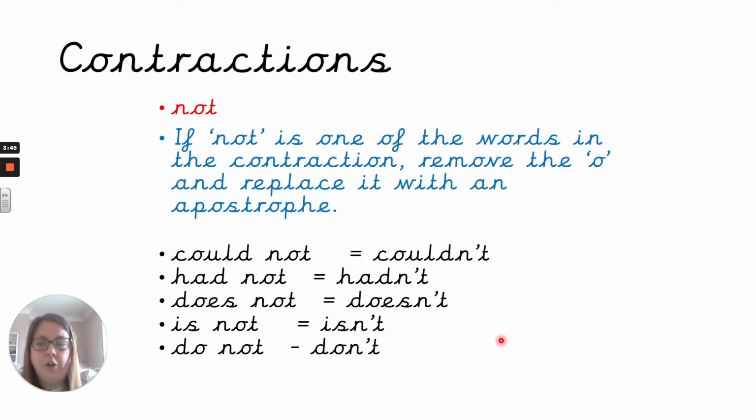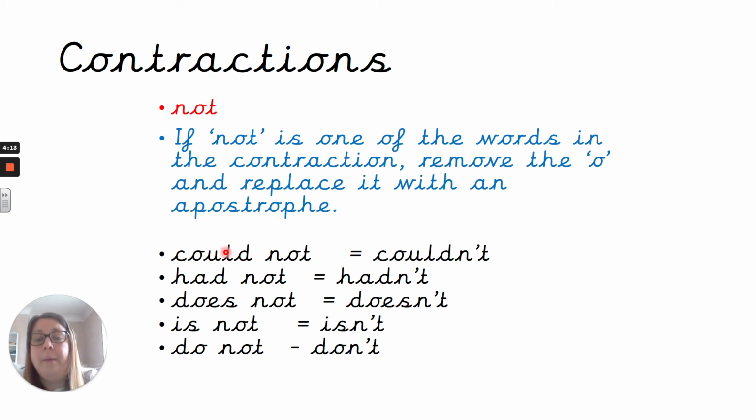Then we've got not. So many rules, isn't there? If not is one of the words in the contraction, we remove the o and replace it with an apostrophe. So this is slightly different because we're replacing the middle letter. So could not would be couldn't. So we're not taking the first letter of this word this time, we're replacing the middle letter. And this is one that's slightly different. All the others are either the first one or the first two letters, but for this one it is the middle one.